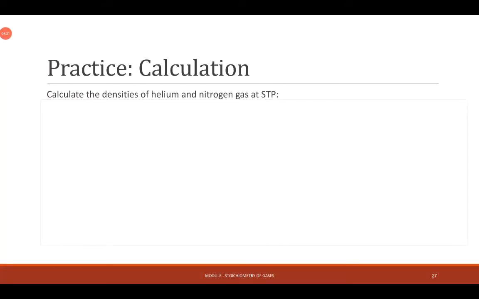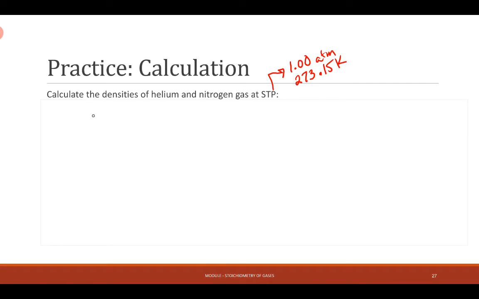Here's a practice problem for you. Try to calculate the density of helium and nitrogen gas at STP. Unpause the video when you're ready to check your answers. Okay, so we have to remember what the definition of STP is. Our definition of STP is 1 atmosphere of pressure and 0 degrees Celsius, which is 273.15 Kelvin.